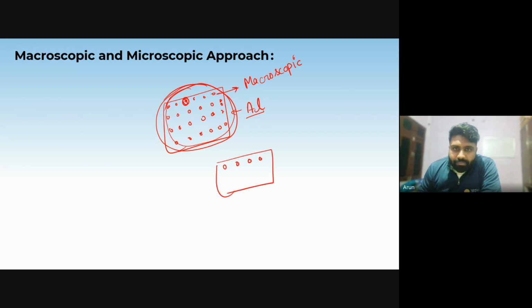But if you analyze the individual particle one at a time, this atom you are specifically studying, what is the kinetic energy of this atom, what is the internal energy, what intermolecular forces it is facing, what is the pressure it applies on the wall, this approach is termed as the microscopic approach.